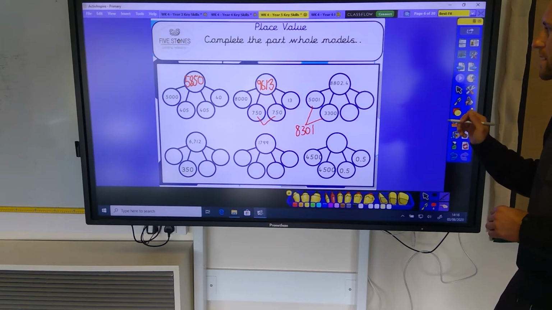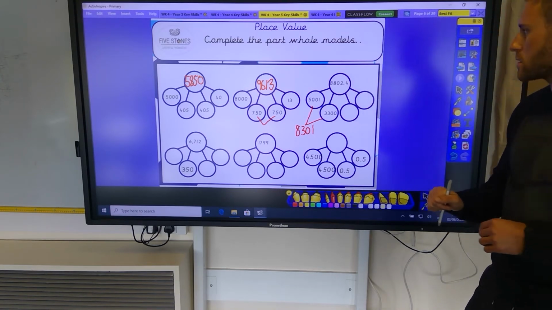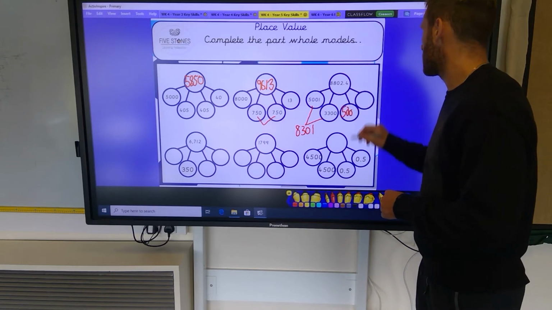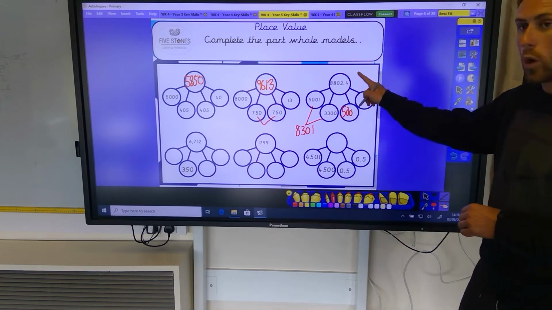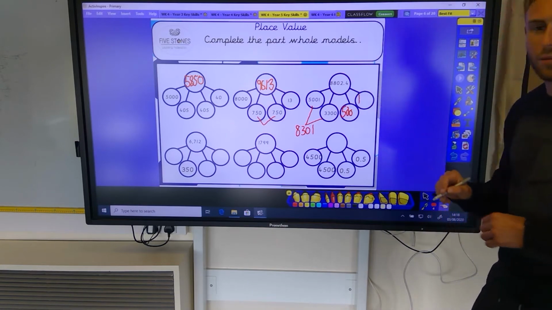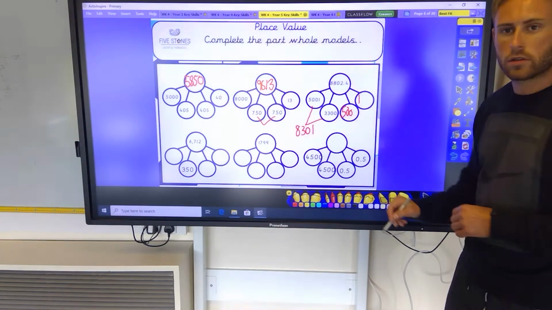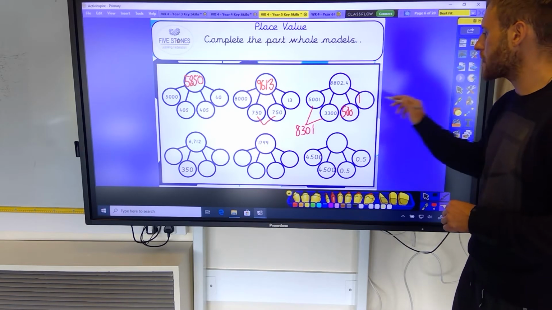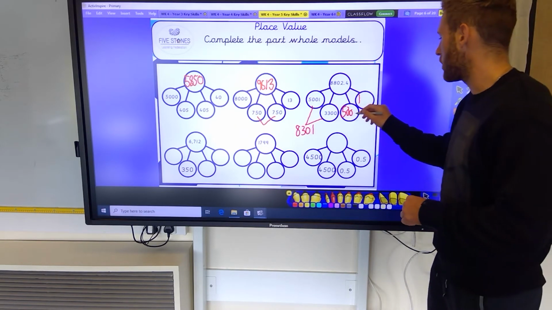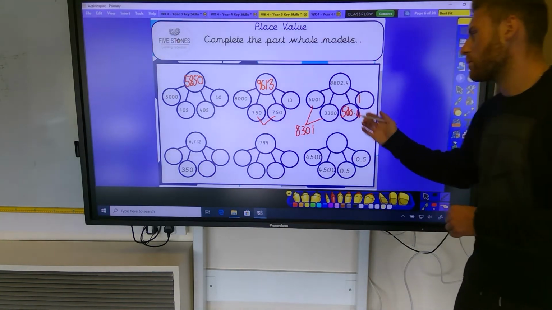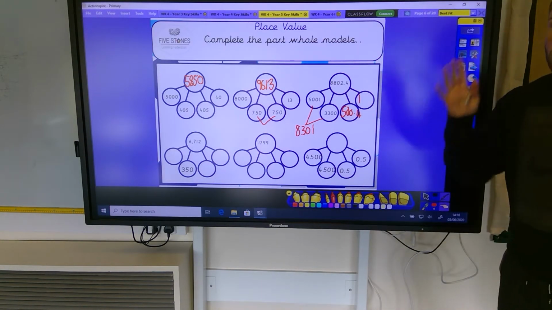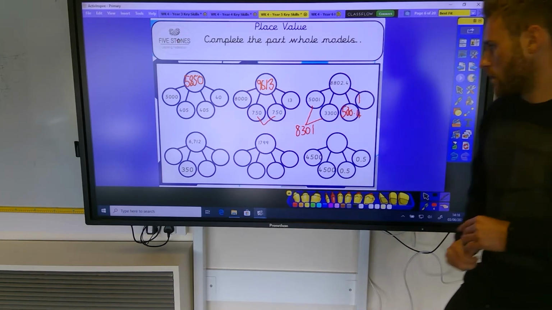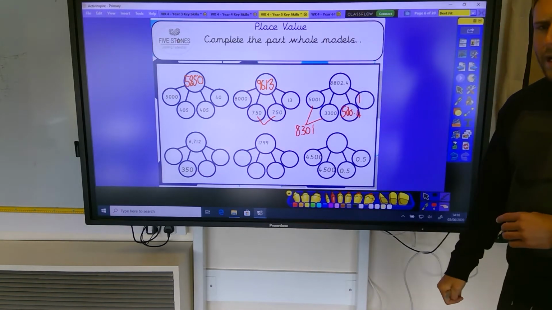8,802.4. So what are we missing? We're missing some hundreds. Yes, how many hundreds are we missing? We're missing 500. We're missing 1, and we're also missing a tenth. So how many tenths? 4 tenths. Yeah, we're missing 4 tenths. So we could put the 4 tenths on either the 500 or the 1. It doesn't matter, or you could have partitioned that 500 into smaller parts, meaning things are a little bit different.